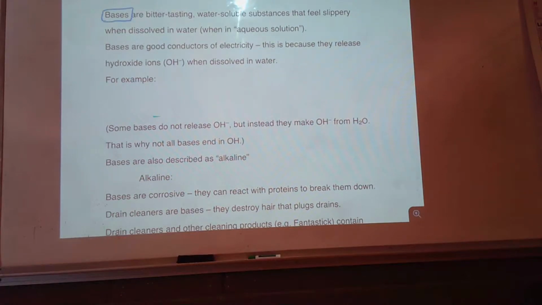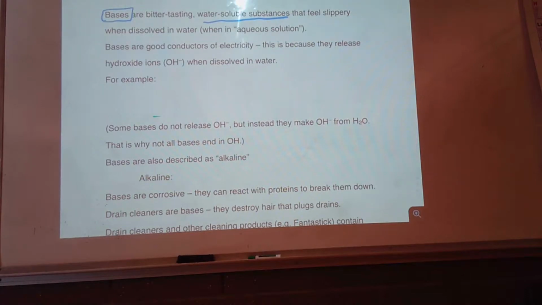Okay, so we've been talking about acid so far. The opposite of an acid is a base. And instead of being sour like acids, bases tend to be bitter. And they're also water soluble just like acids are. And a key property of bases is that they're slippery. So if you think about anything like drain cleaner, hand soap, any sort of detergent, pretty much is a base because it has that sort of slippery texture to it.